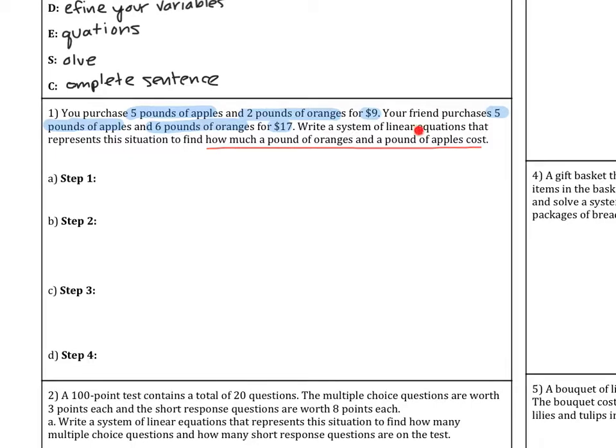You typically want to look for the question, and that will tell you how to define your variables. Since they want you to find how much a pound of oranges and a pound of apples costs, your variables are going to represent how much they cost. So let's use X and Y. So step one, let's say X equals cost of 1 pound of oranges. And let's say Y equals the cost of 1 pound of apples.